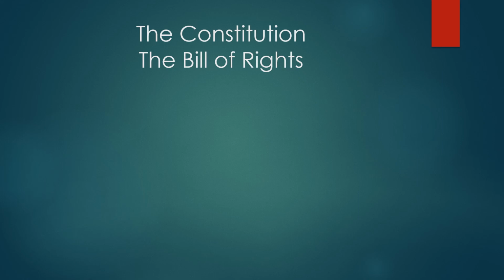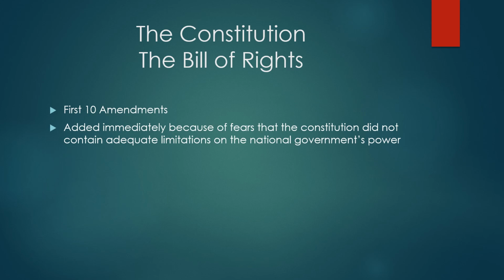So there's the 7 articles. There's also the Bill of Rights. The Bill of Rights was passed almost immediately, and it was passed to deal with issues related to what the 7 articles didn't say, that some people thought they should say or that we should include in this conversation. The Bill of Rights is the first 10 amendments to the Constitution. It was added immediately because of fears that the Constitution itself, those 7 articles, did not contain adequate limitations on the national government's power.